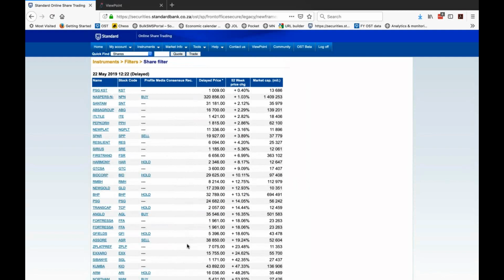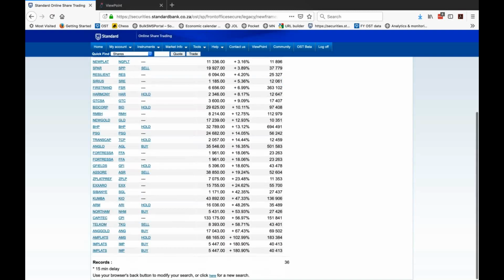You will note that in the return data it gives you the name, the code, the profile media consensus. Delayed price will be 15-minute delayed price. If it's after 5:15, that obviously is the close. It then gives you the piece of data that you look for, 52-week, and in this case, market cap as well. So it outputs all that data.